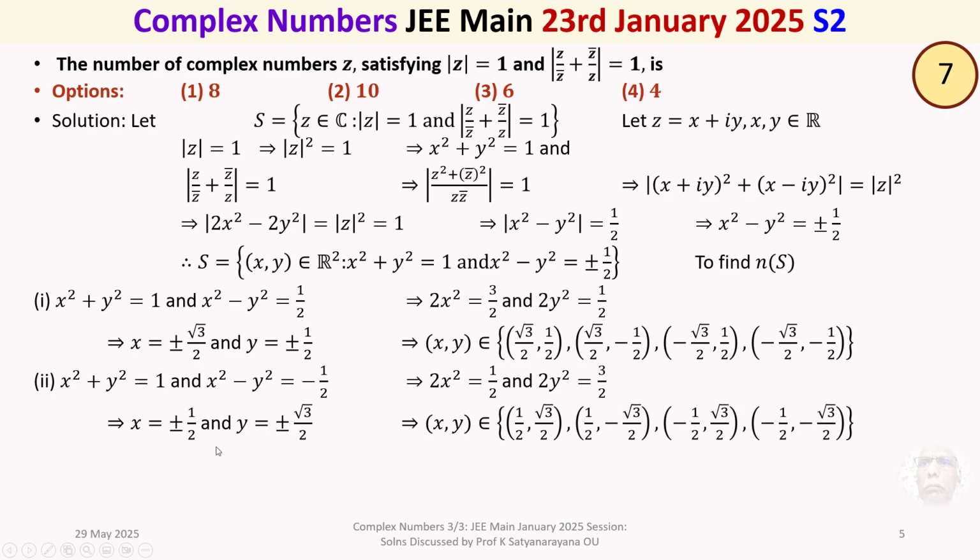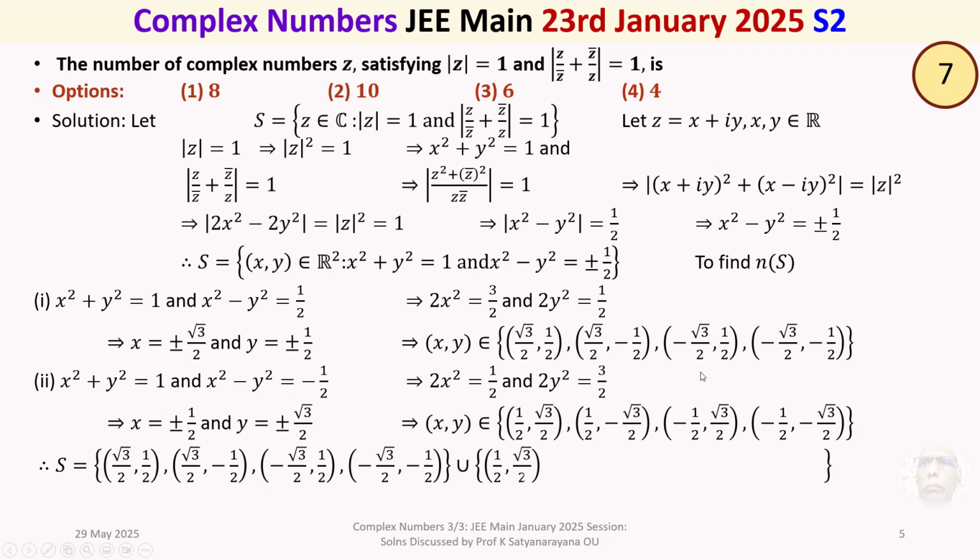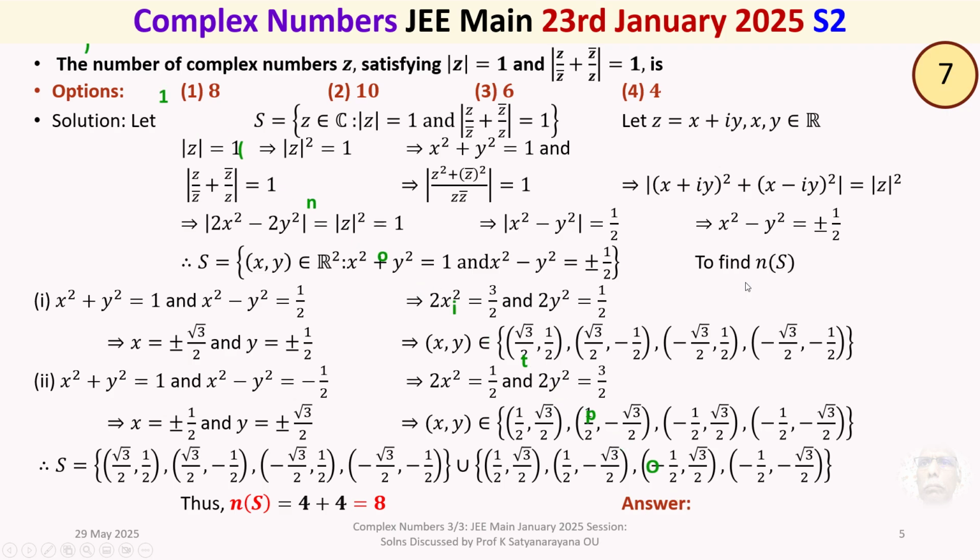And the ordered pairs, thus we get 4 ordered pairs again, which are there in S. So in S, in the first case, we have 4 ordered pairs, and in the second case, 4 more ordered pairs. The total number of ordered pairs that are there in S, that is n of S, will be 8. N of S is 4 plus 4, that is equal to 8. So where is 8? Answer option 1.